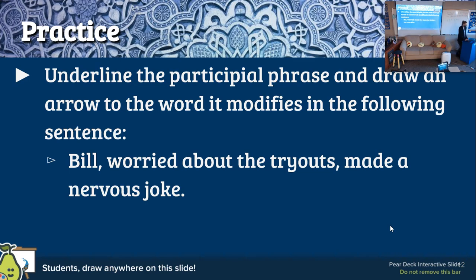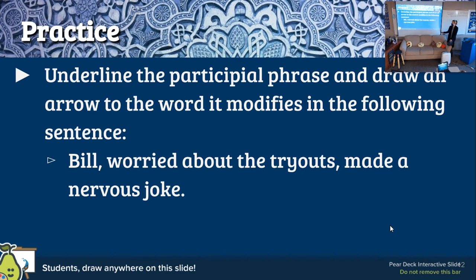Okay, again, if you're not sure where to start, label your sentence. Who or what is the sentence about? What's our subject? Bill is our subject. Mary, what's our verb? Made. Okay, made is our verb. What's our direct object? Bill made what? A joke. Okay, what are worried and nervous doing? Santi, what are they doing? Yeah, they're modifying joke, right?